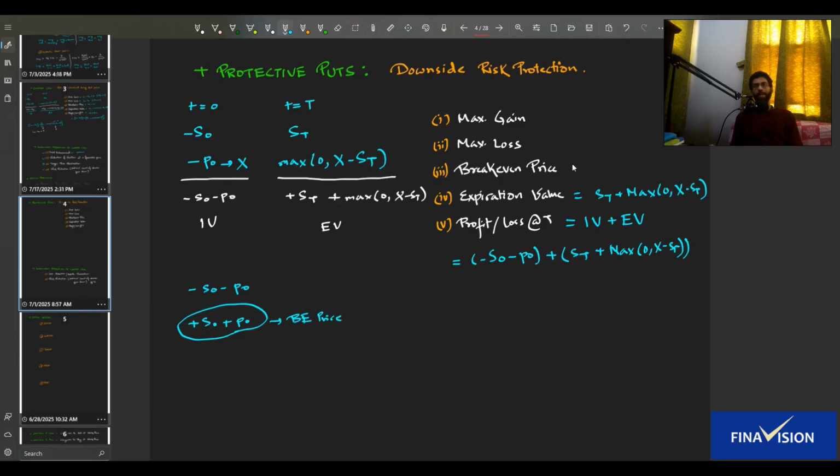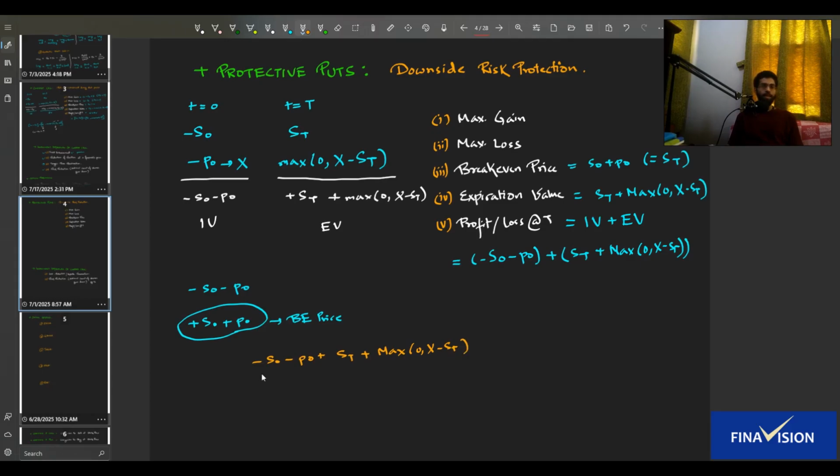So break-even price is equal to S0 plus P0, which is nothing but equal to the price at expiry of the underlying. Now comes the question, what is the maximum loss and what is the maximum gain? To understand that, let me write down the profit or loss value at the expiry. So this is equal to minus S0 minus P0 plus ST plus max of either 0 or X minus ST.